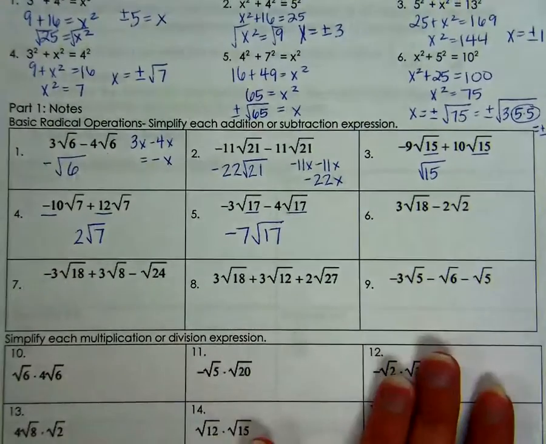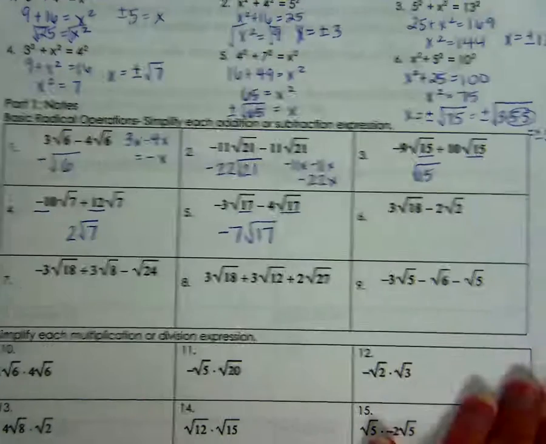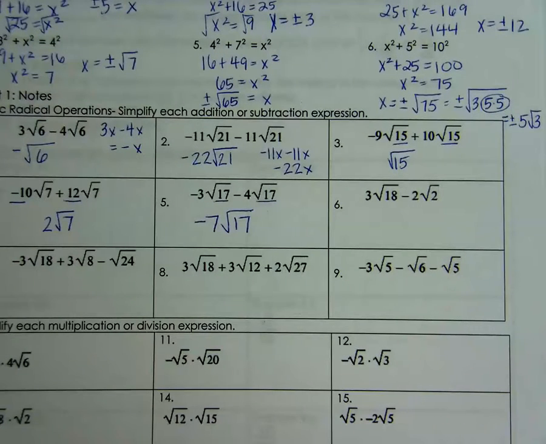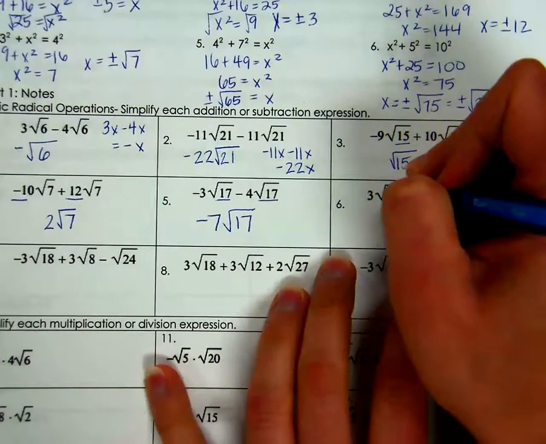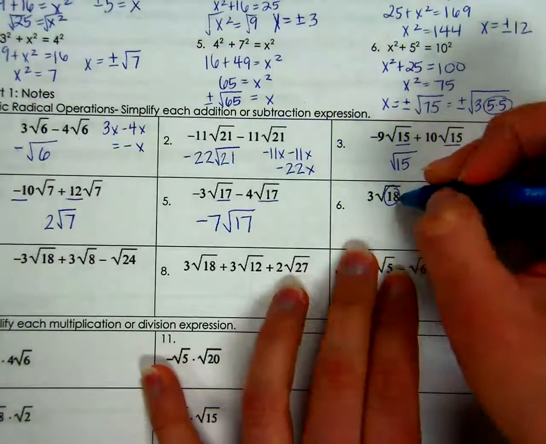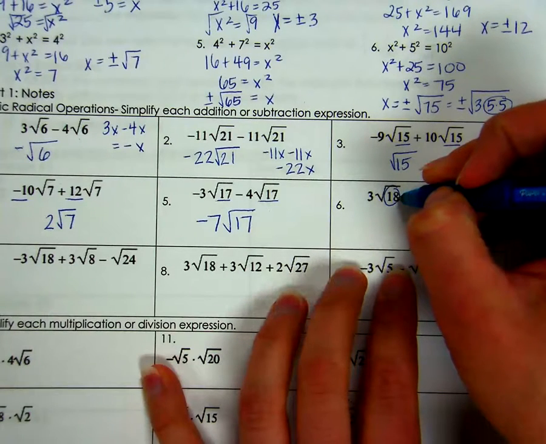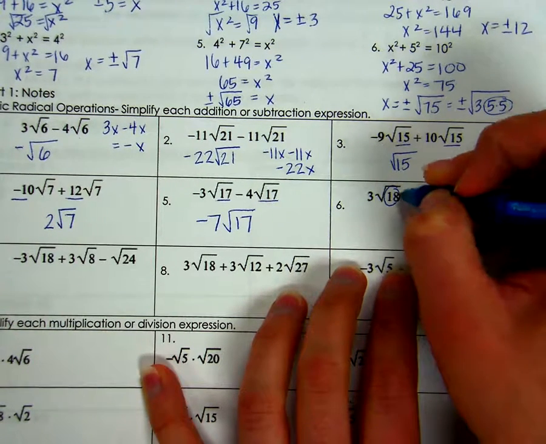Looking at number 6, when you first look at it, it does appear as though, oh, it's already simplified. I'm not going to be able to do anything. But make sure that your radicand is in simplest form before you automatically assume your expression is completely simplified. For instance, square root of 18. 18 has a factor of 9, a perfect square. So I can pull that out.